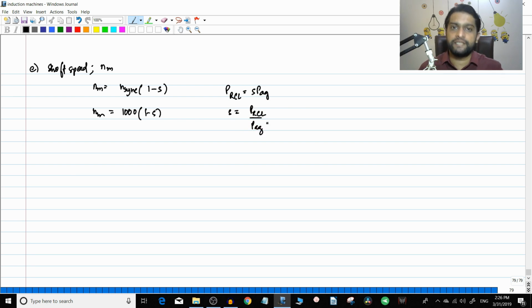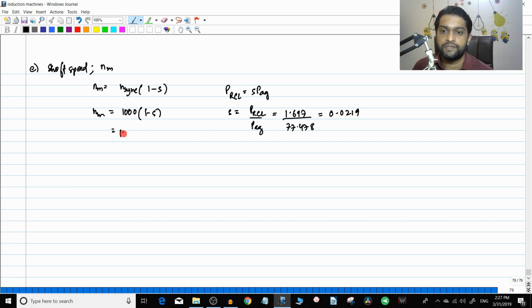Depending upon the type of problem and the information that is given, you have to use the different formulas available. So we'll just find that value. The rotor copper loss is 1.697 divided by 77.478. So this value will be 0.0219. If you substitute that here, it is 1000 into 1 minus 0.0219. Therefore the Nm value will be equal to 978.1 rpm. So that is over.